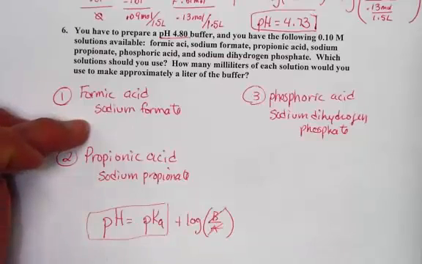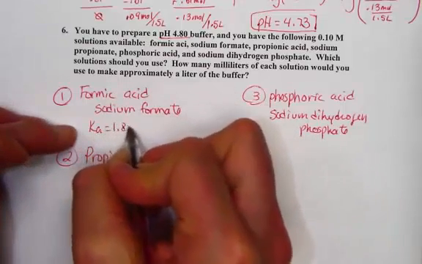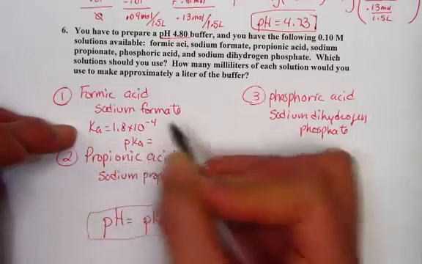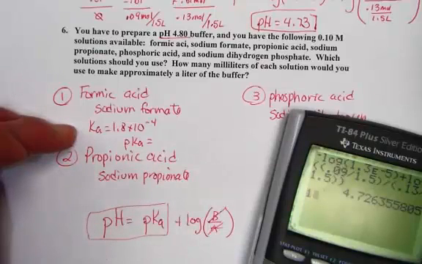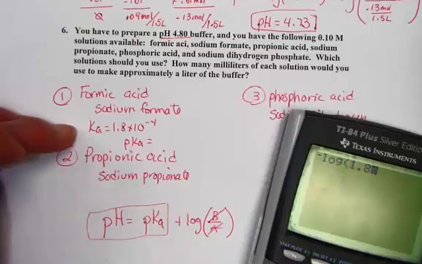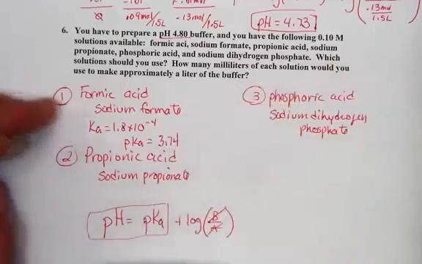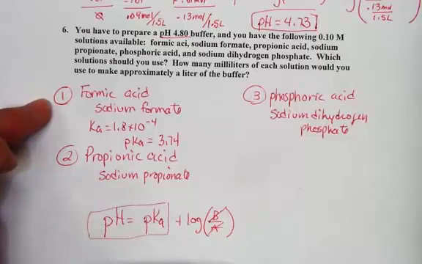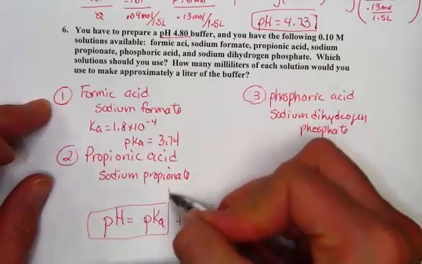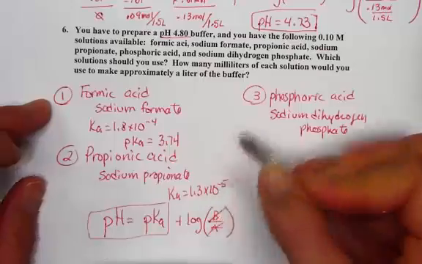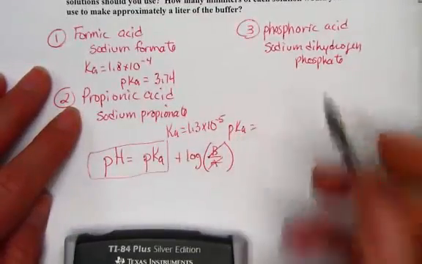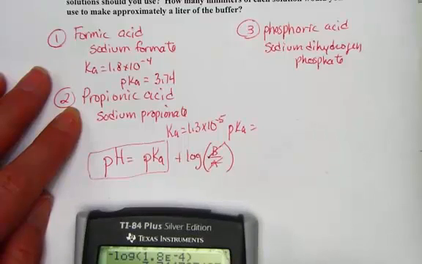In Appendix D, formic acid, here it is, 1.8 times 10 to the negative fourth. So let's take the negative log of that and see what we find for pKa. Negative log, 1.8 E negative 4, and I get 3.74 pH units. I'll do the same for propionic acid. 1.3 times 10 to the negative fifth. Let's negative log for that and see what we get for pKa. Negative log of 1.3 E negative 5, 4.89.